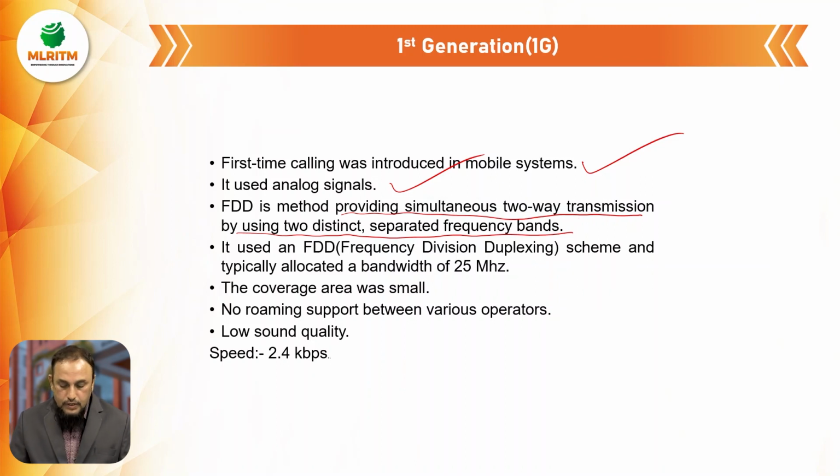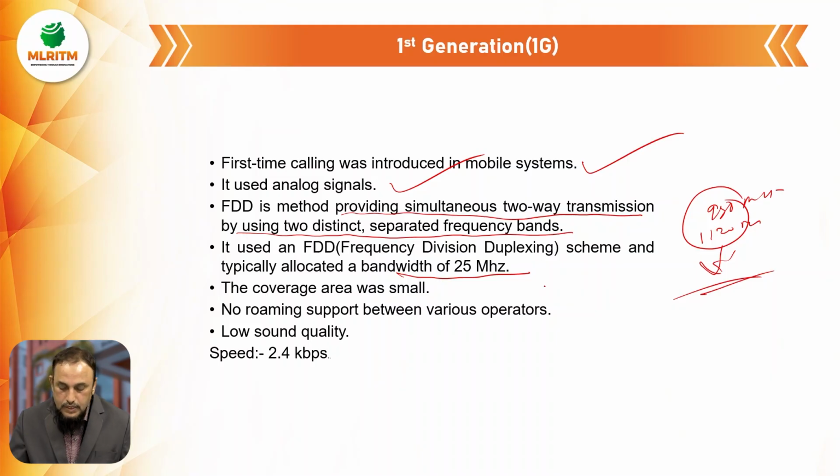For example, in two-way communication there is a sender and a receiver. Suppose two persons are communicating. One person has one frequency and the other person has a different frequency, so they are separated by frequency band. We typically allocate a bandwidth of 25 megahertz. For example, one person has 980 megahertz and another has 1120 megahertz, and we can take the difference of these two, with a bandwidth of 25 megahertz.